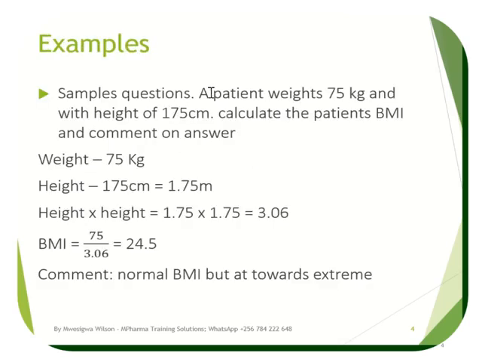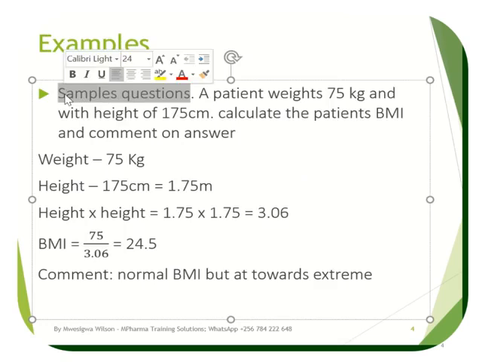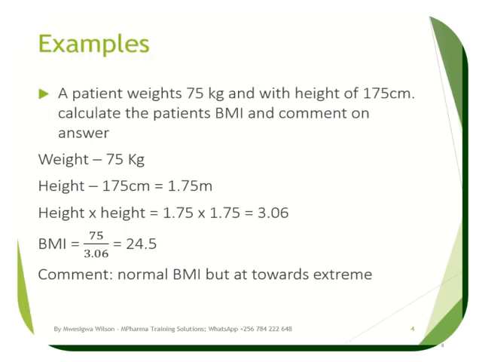So we have some examples here. For example, question one: a patient weighs 75 kilograms and has a height of 175 centimeters. Calculate the patient's BMI and comment on the answer. As you can see, the height should be in meters, so you convert it to meters here. Then you get the height squared, height times height, which gives this.